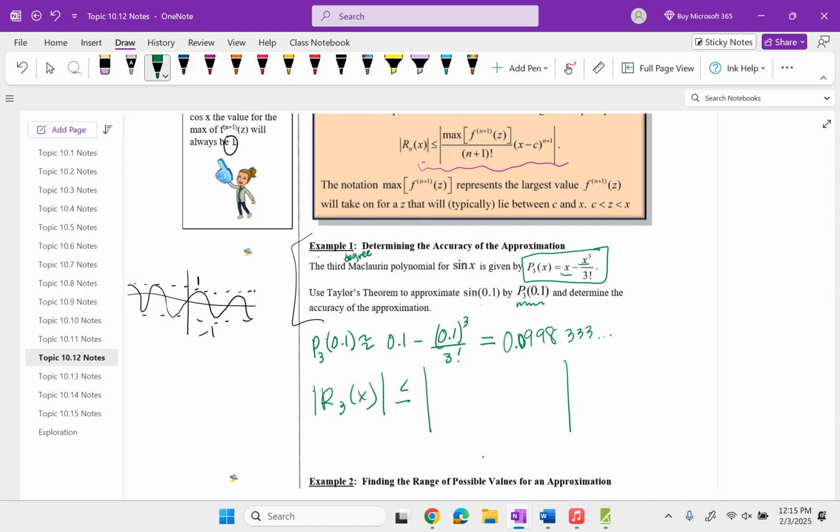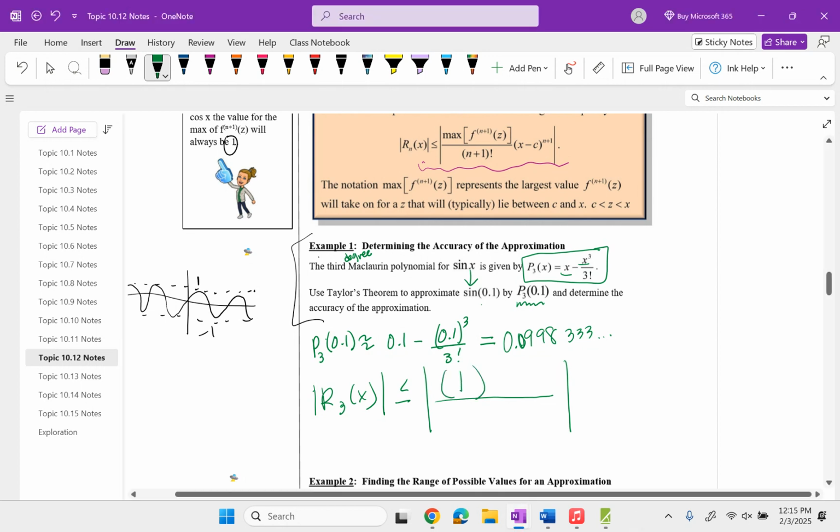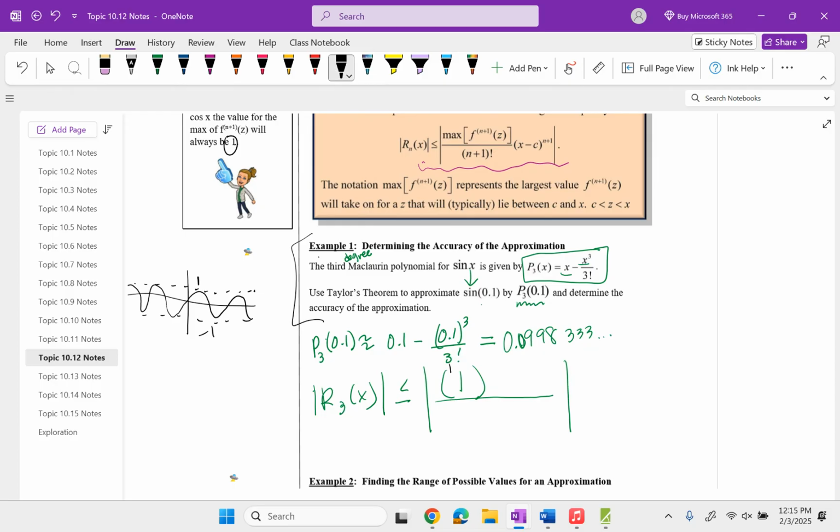So what is, this is a sine function. What's the biggest a sine function can get? 1. So I'm putting in the max right here, 1. So this right here was my max. And then I'm going to multiply by the x minus c. So it's a Maclaurin polynomial.